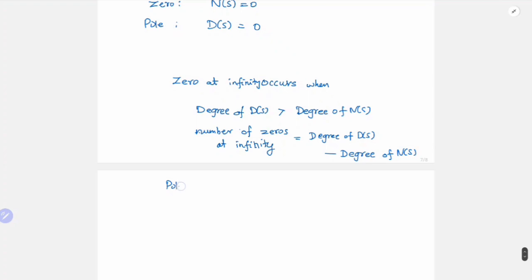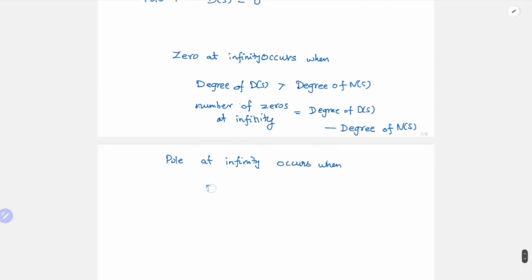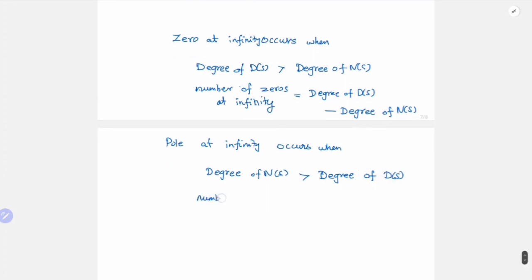Similarly, for a pole to occur at infinity, what should be the case? The degree of N of s should be greater than the degree of D of s, and the number of poles at infinity will be given by degree of N of s minus degree of D of s. So in general, when they both are equal, there is no pole or zero at infinity.